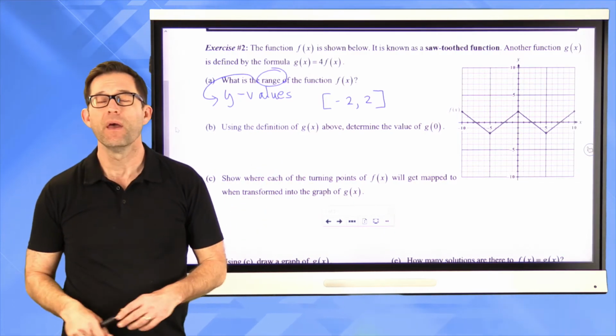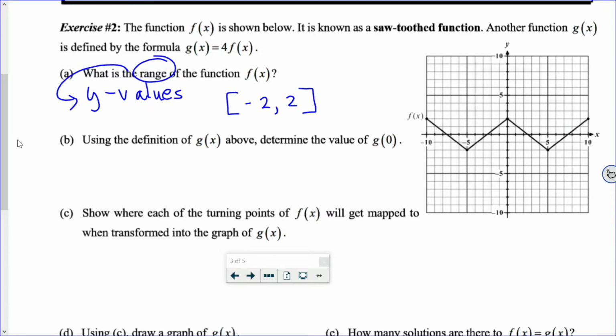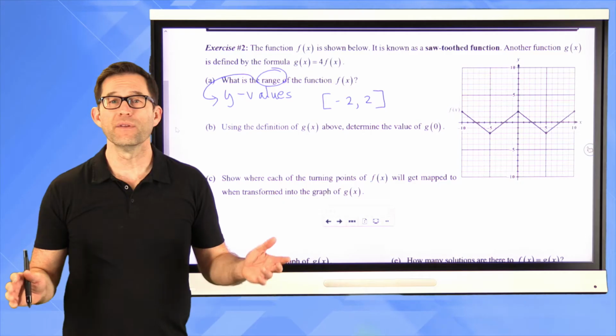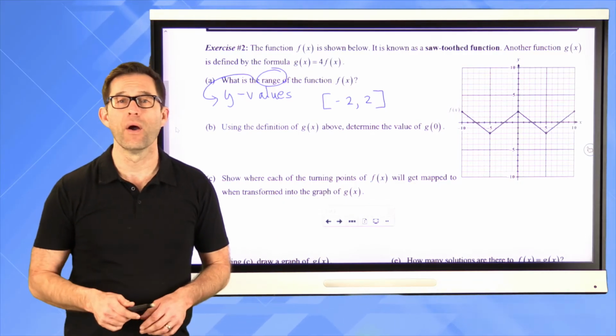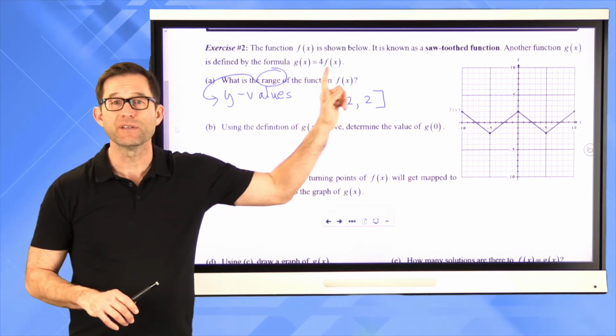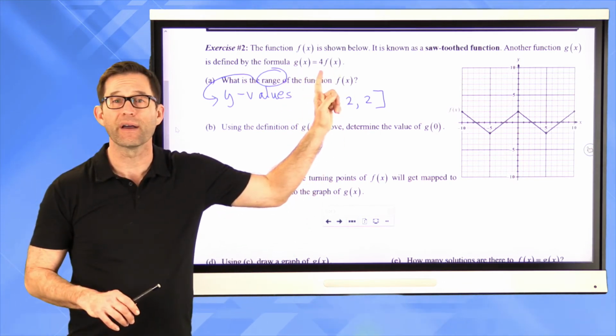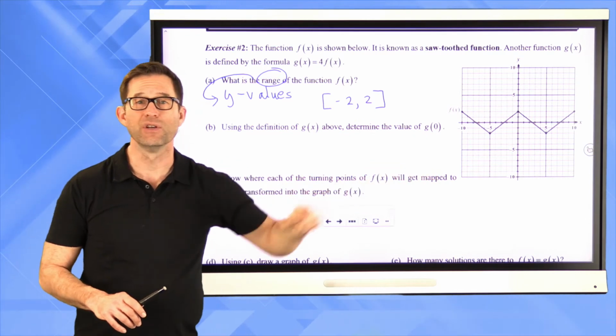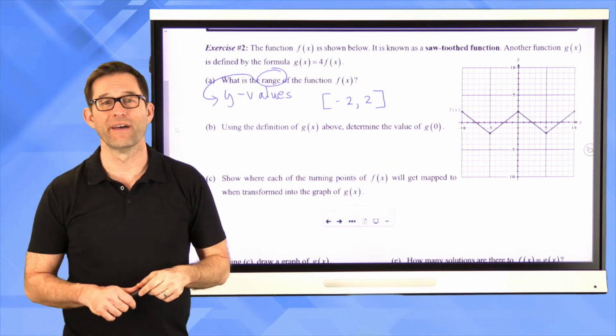All right. Now, letter B, right? Using the definition of g of x above, determine the value of g of 0. All right, this should be pretty easy. Pause the video now and forget about vertical stretches or compressions or anything. Use this particular formula for g of x to figure out the value of g of 0. Pause the video now and go ahead.